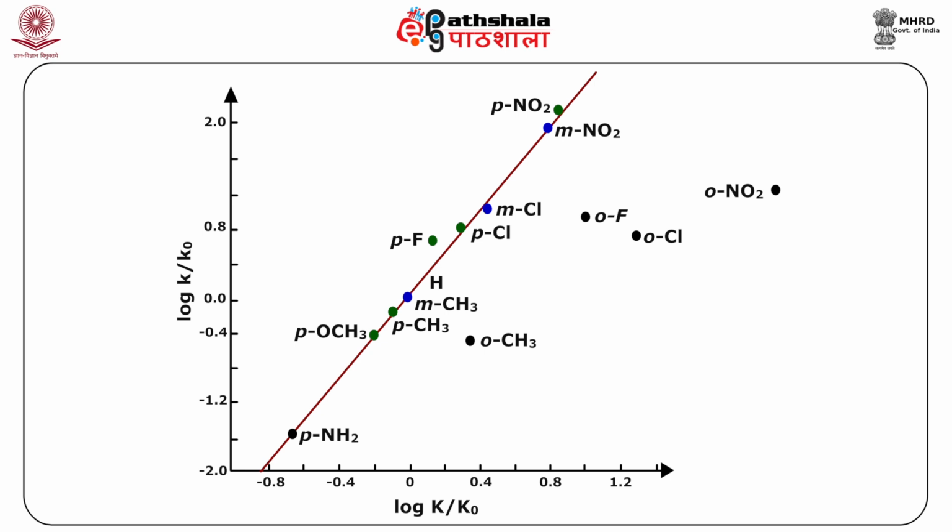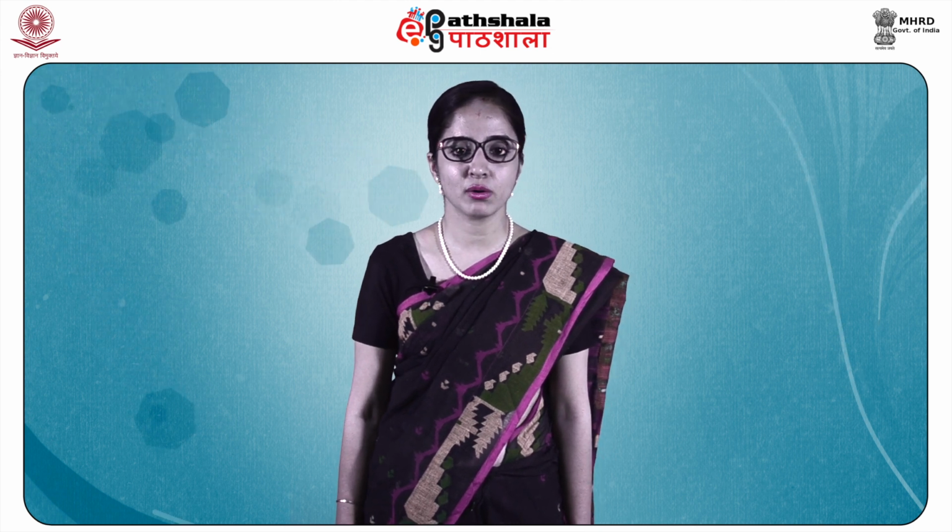constant for hydrolysis of ethyl benzoate and k is the rate constant for the substituted esters, plotted against log capital K by capital K naught, where capital K's are the corresponding acid dissociation constants. You can see that this is a plot showing the correlation between the dissociation constant of benzoic acid and the rate of basic hydrolysis of ethyl benzoate with various substituents at para, meta and ortho positions.